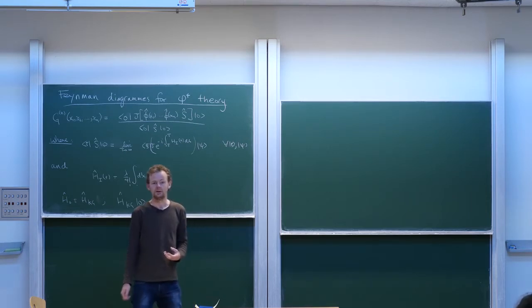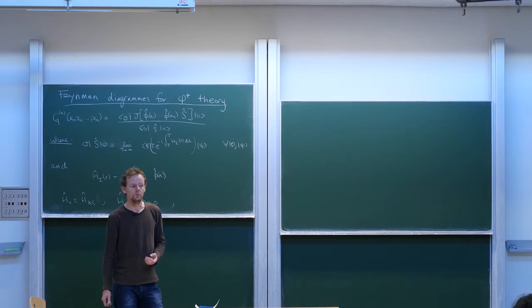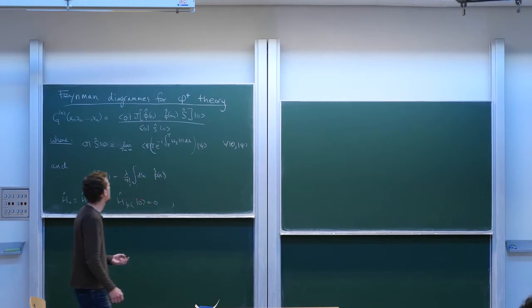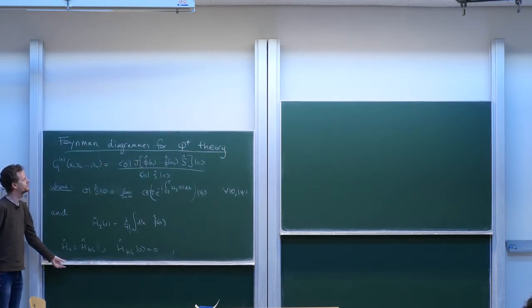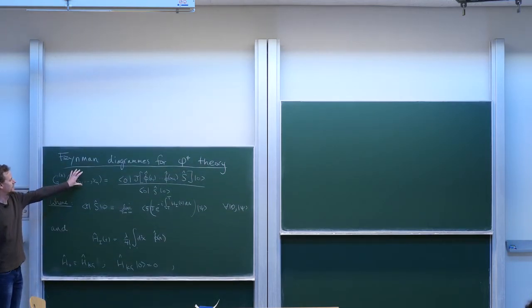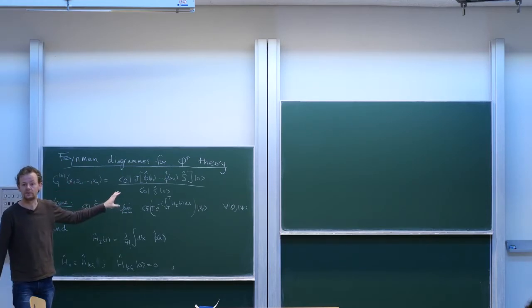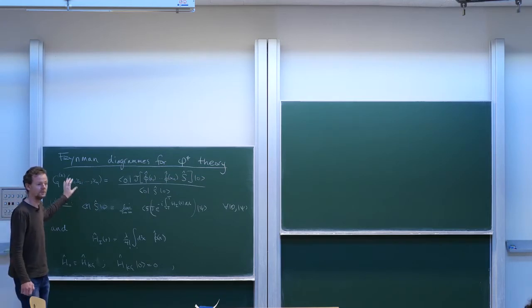So to begin with, I just want to review the objects that we've introduced so far in the course, and then we'll take it from there. So the objective in our study of perturbative quantum field theory is to calculate these objects here. These are the endpoint functions, Green functions, or Green's functions for interacting quantum fields.